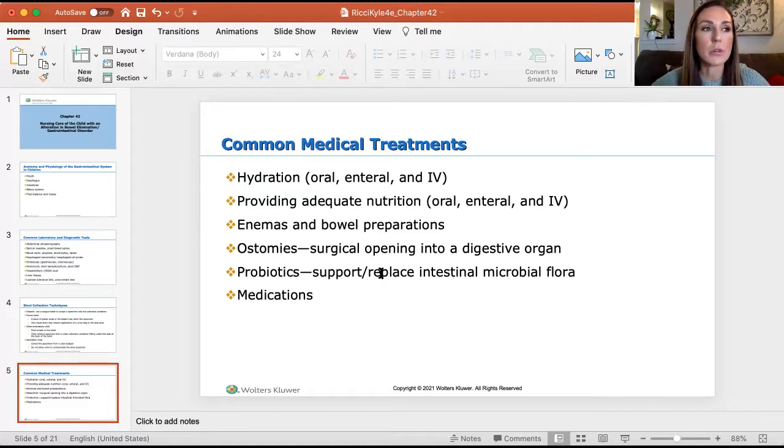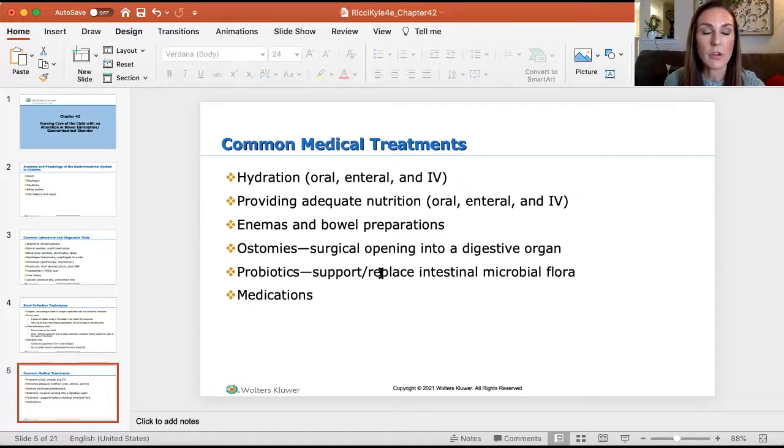Sometimes with Crohn's disease or ulcerative colitis, our little patients might have to have an ostomy. They might have to have a section of their colon or their small intestine cut out, and have a stoma on the outside and an outward port to defecate. So ostomies are a surgical intervention.